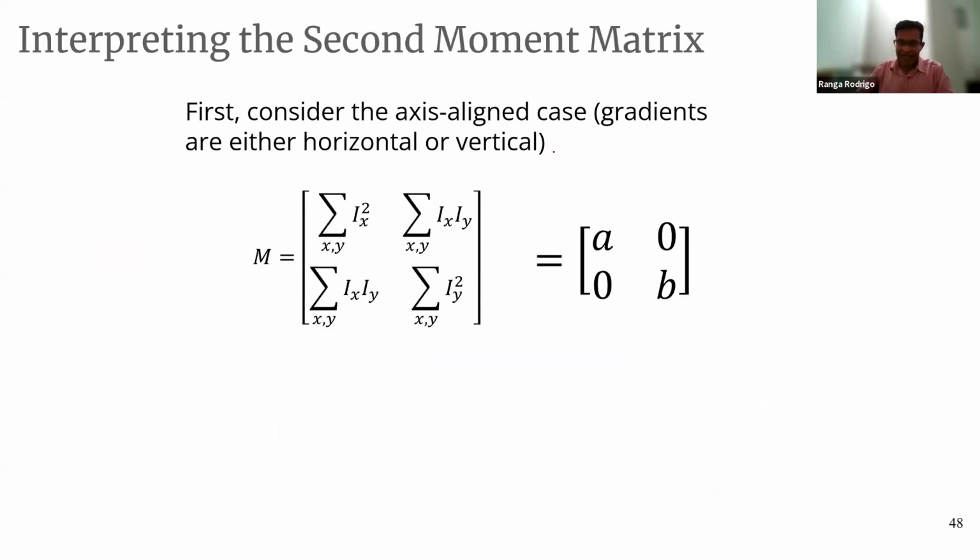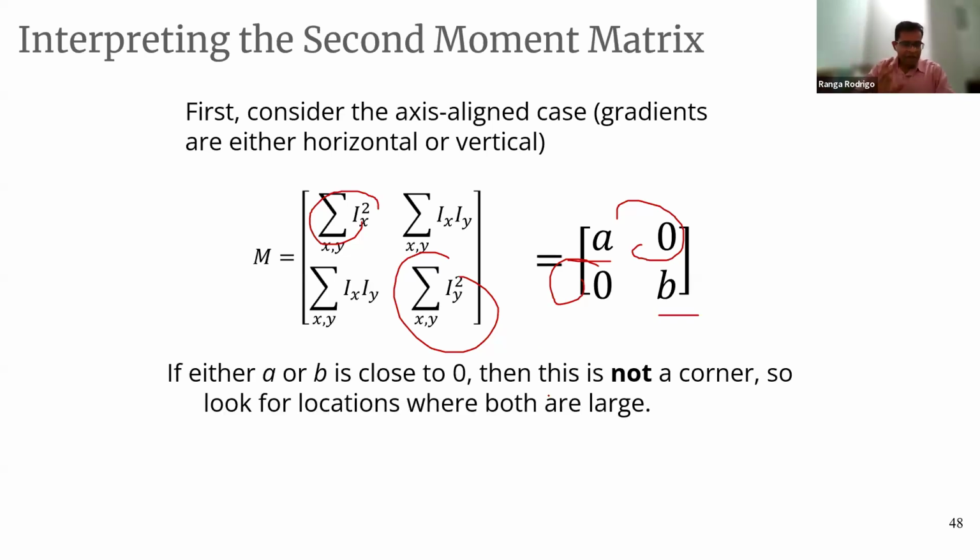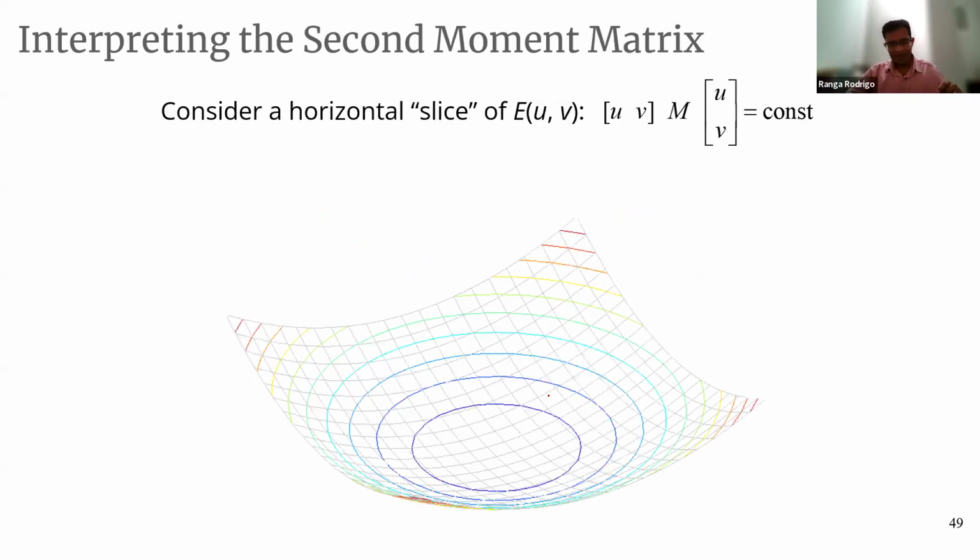So first consider the axis aligned case. Gradients are either horizontal or vertical. If the gradients are horizontal or vertical, Ix squared is high, Iy squared is high, right? So it will look like A and B, and the off diagonal elements are zero. If either A or B is close to zero, then it is not a corner. That means it's like an edge. So look for locations where both are large.